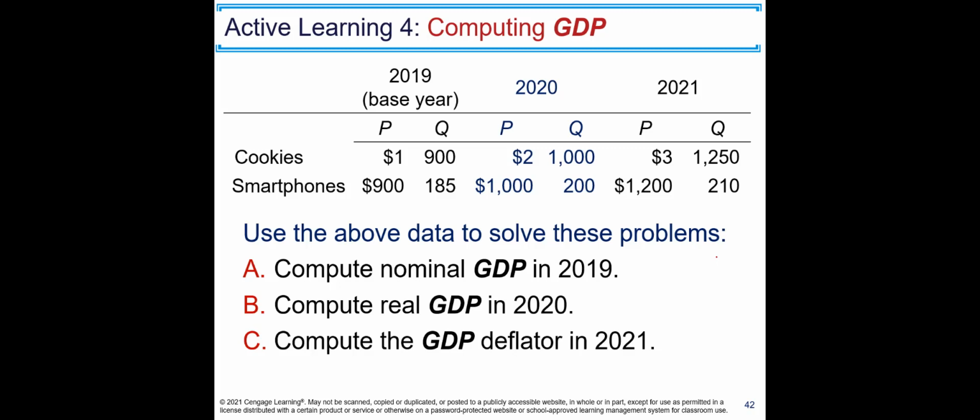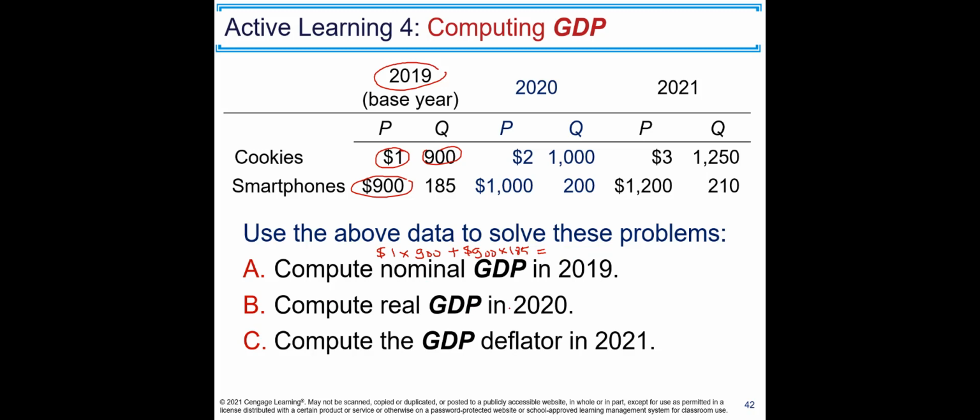Okay, welcome back. Now compute nominal GDP in 2019. Let's do it together. We have cookies $1 each, 900, so $1 times 900 plus smartphones $900 times 185. That is going to give us the nominal GDP for 2019. We can check the answers in the following slide.